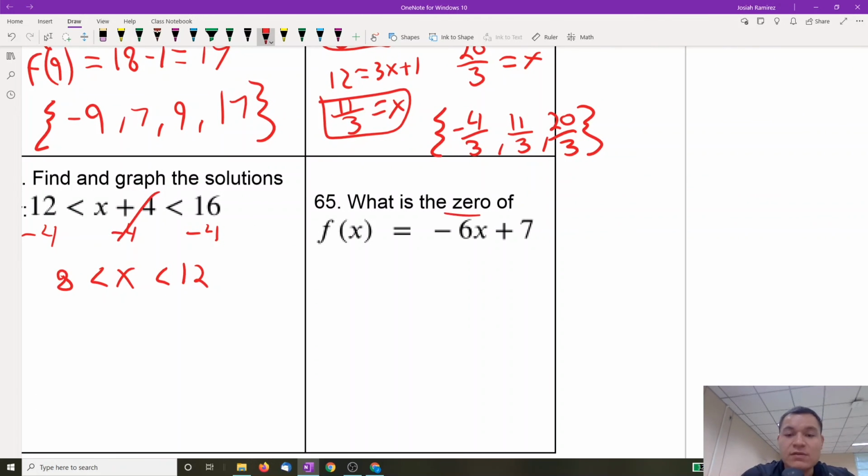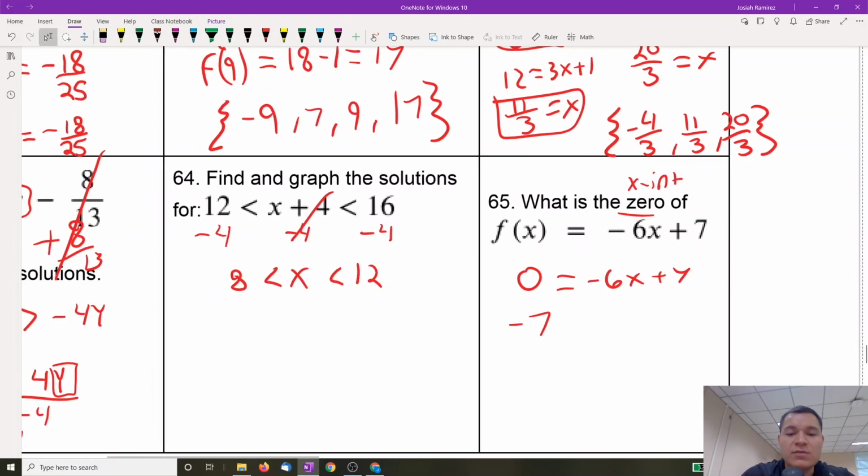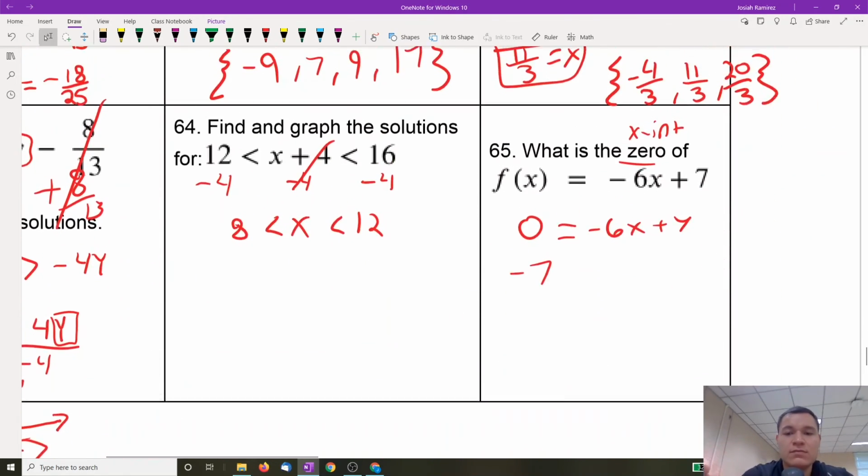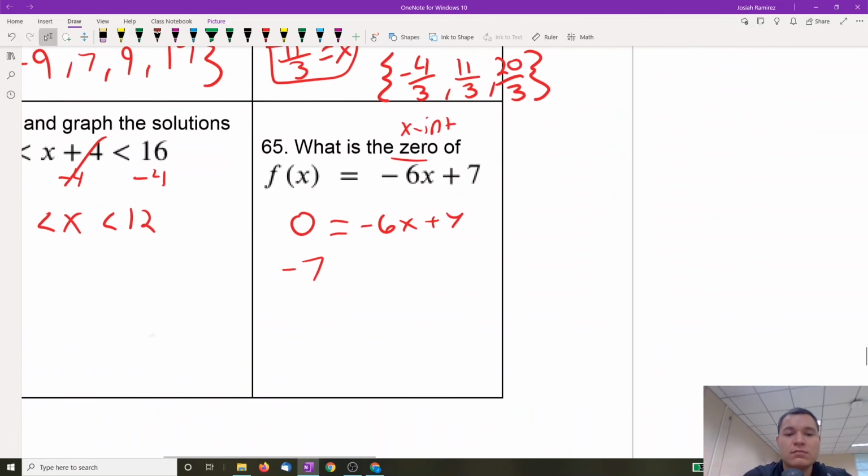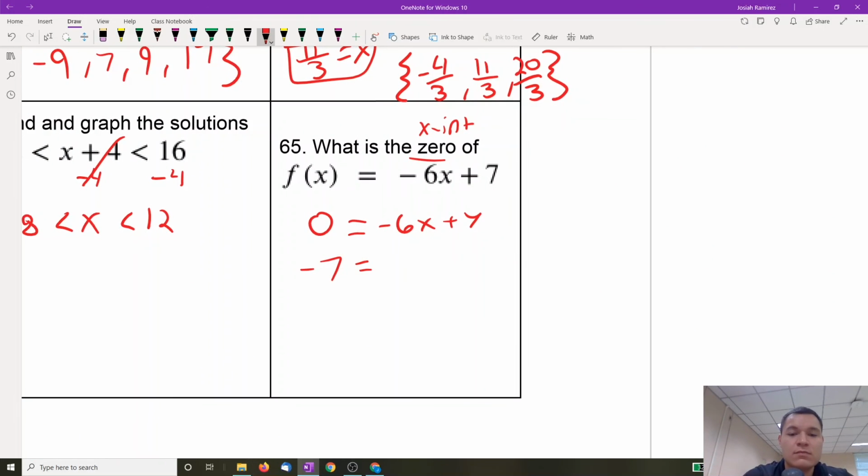Find the 0, which is the x-intercept, which means we're putting 0 for y. We'll subtract the 7. We'll divide by negative 6. Get 7/6 equals x.